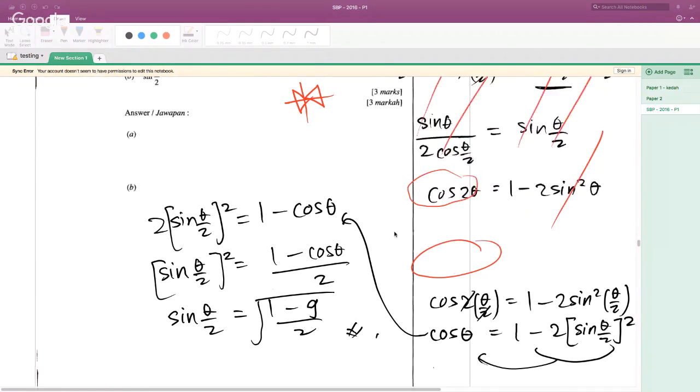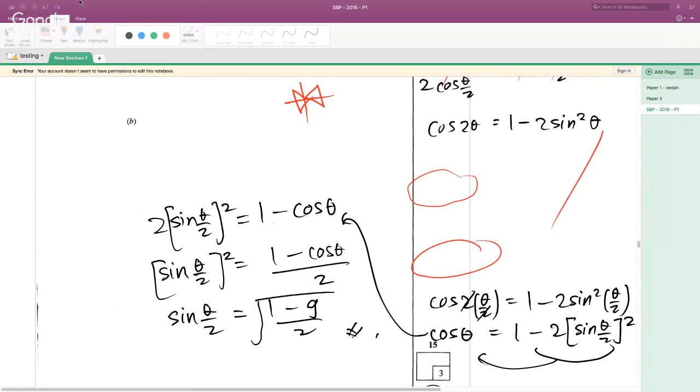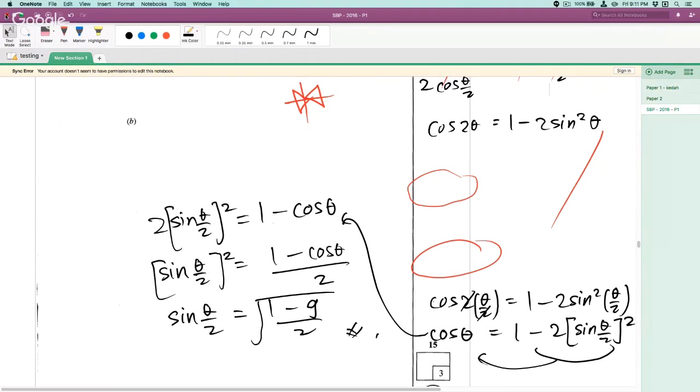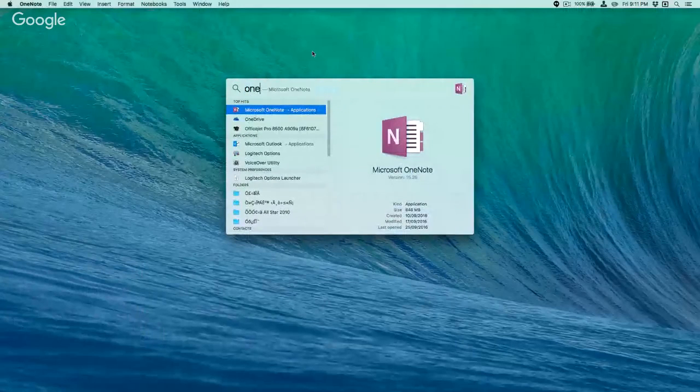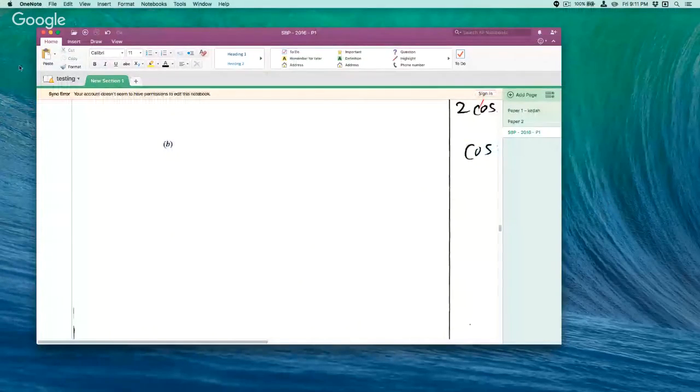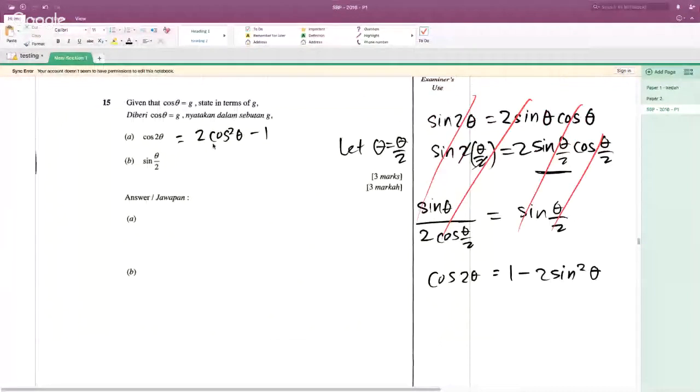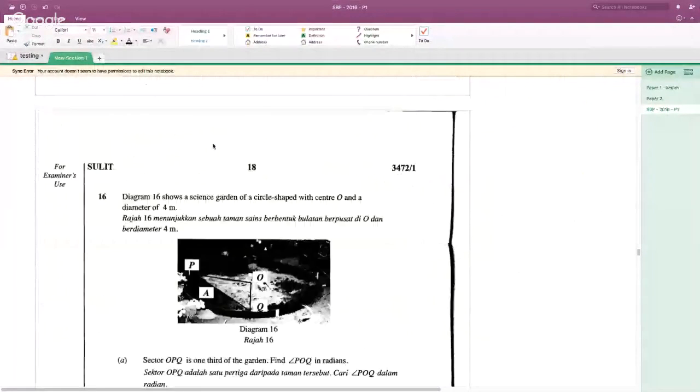Before I move on, you can see it's hanging. I'm not sure what happens to Microsoft, they just keep on hanging. The product is not stable. All right, let me move on to question 60.